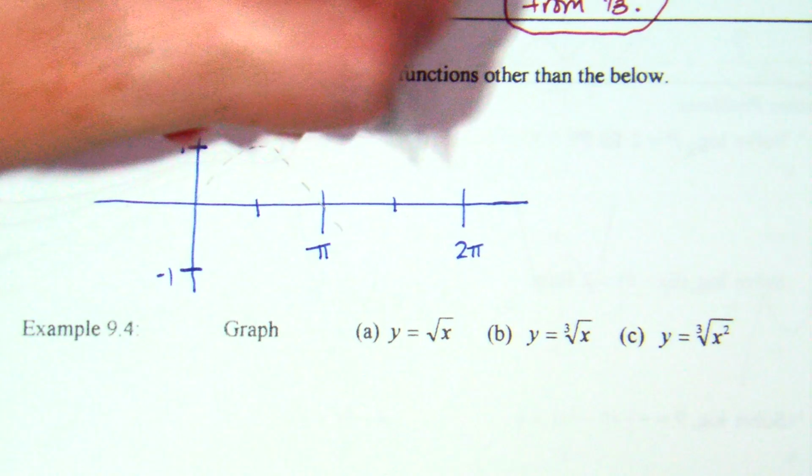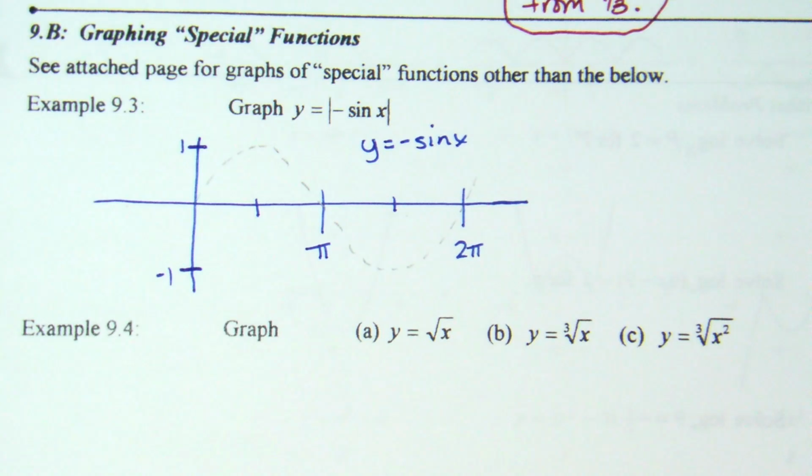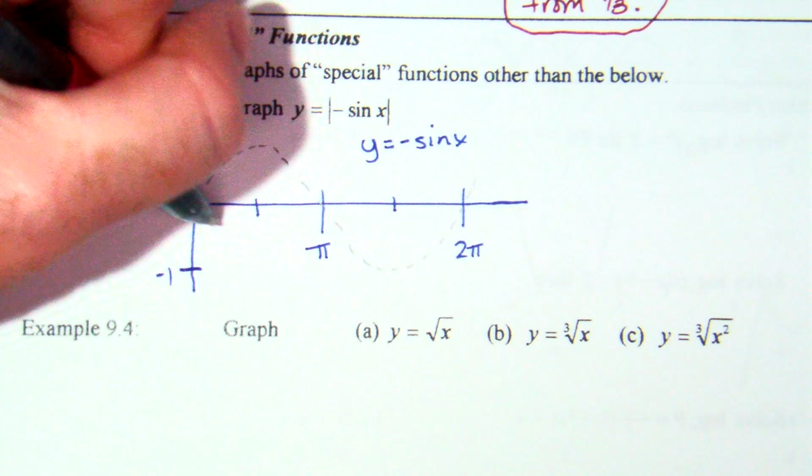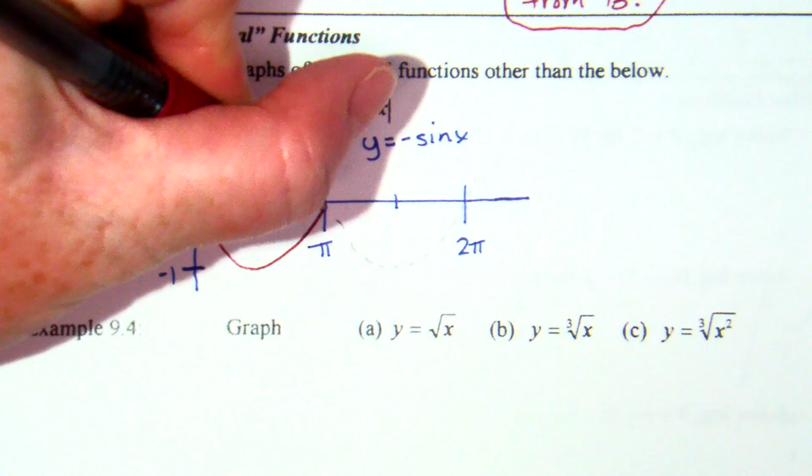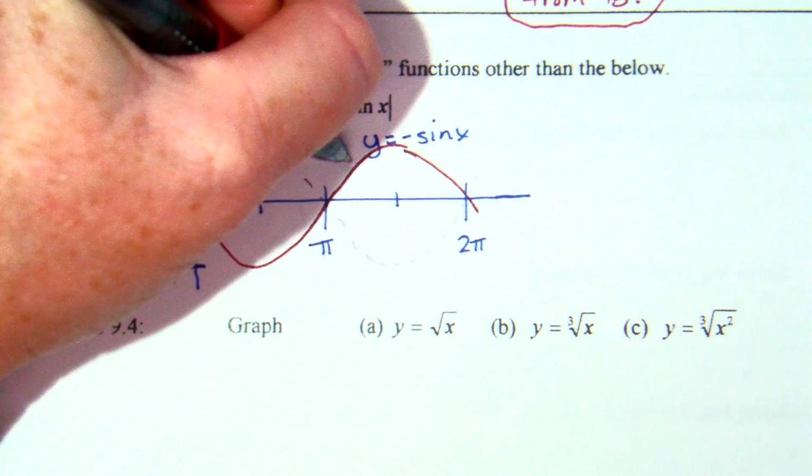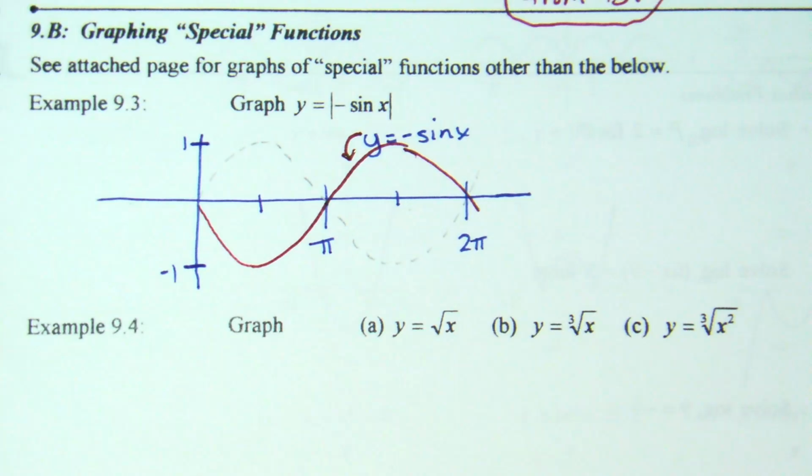Okay. So what does negative sine look like? Not talking absolute value yet. Negative sine x, we said that was a reflection. And it's a reflection across the x-axis. And so that just means everything flips upside down. So now, instead of going up first, you go down first. So that is negative sine x.